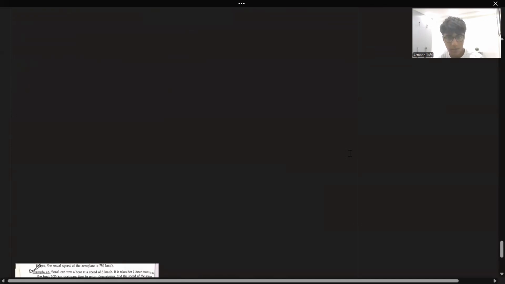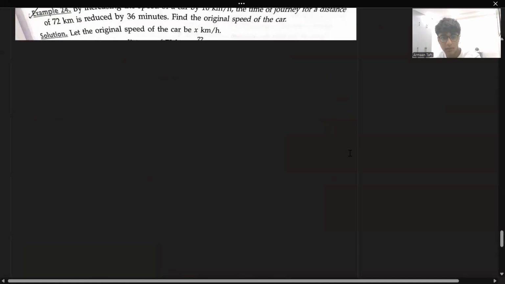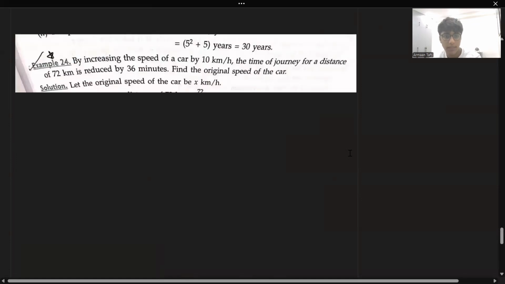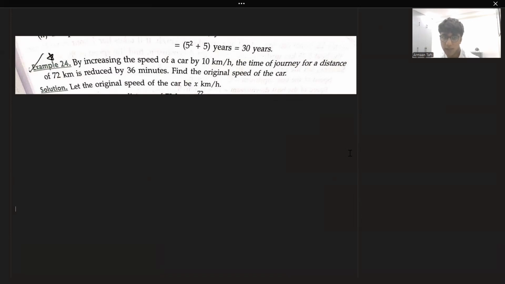By increasing the speed of a car by 10 kilometers per hour, the time of journey for a distance of 72 kilometers is reduced by 36 minutes. Whenever you see car, distance, speed, time, normally you always take speed as x. That's what we'll do in this case as well. So the original speed is x.